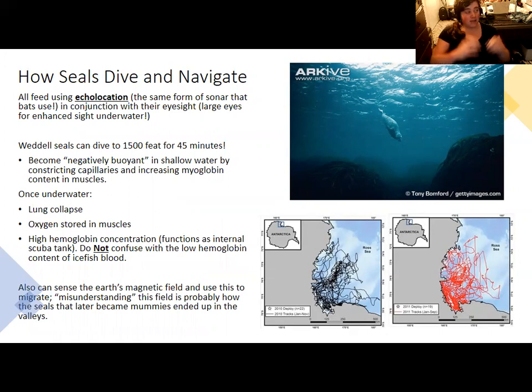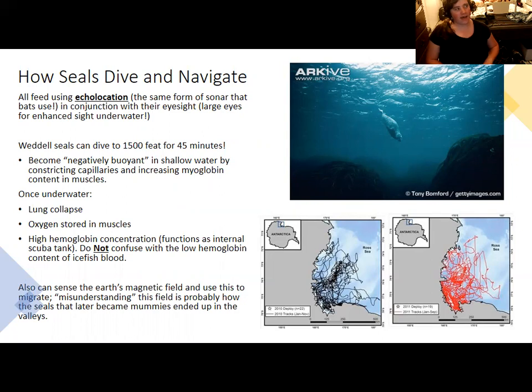Seals have big beady eyes because they have evolved to see as much light as possible when they're swimming deep. And they can go a long way. Weddell seals have been calculated as staying at a depth of 1,500 feet for 3/4 of an hour, which is a long time. They can become negatively buoyant by constricting their capillaries and increasing the content of myoglobin in their muscles, which makes them denser and helps them sink.